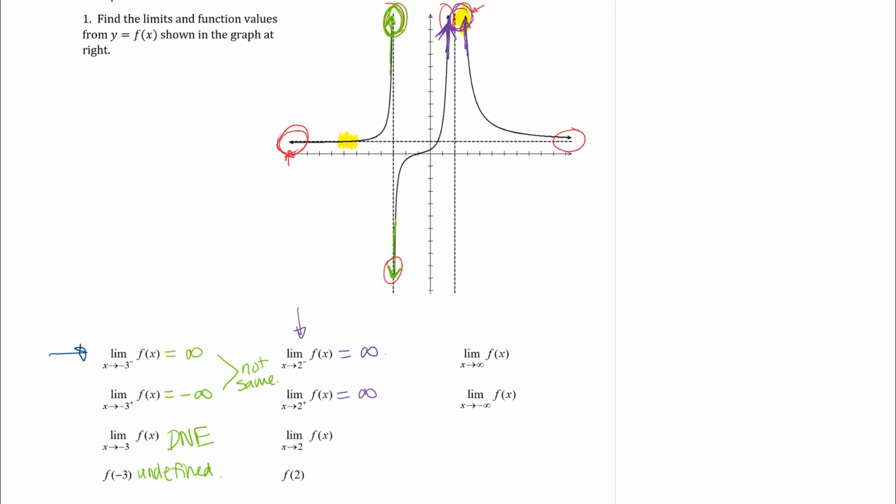And in this case, those are the same. So we would say that the limit as x approaches 2 from both sides is positive infinity. Again, you can put the plus in front of that if you want, or just write infinity. But actually at x equals 2, there is no output, so we would say that f of 2 is undefined.